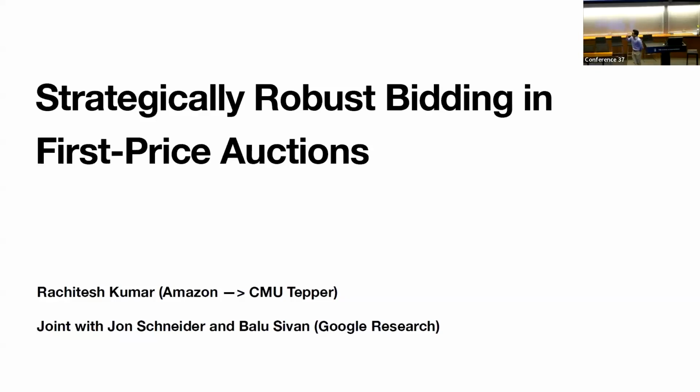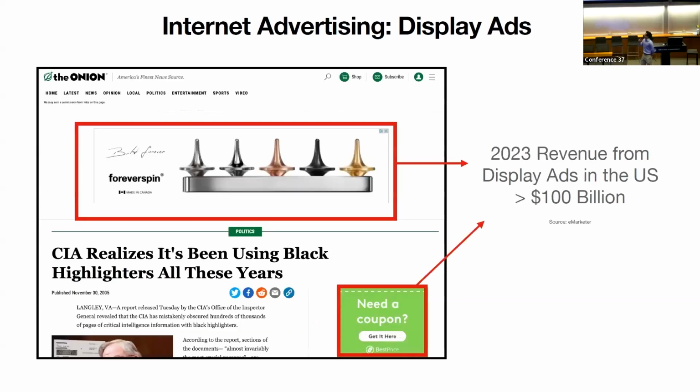We talk about strategically robust bidding in first price auctions. This is joint work with John and Balu, who should be here in a second.